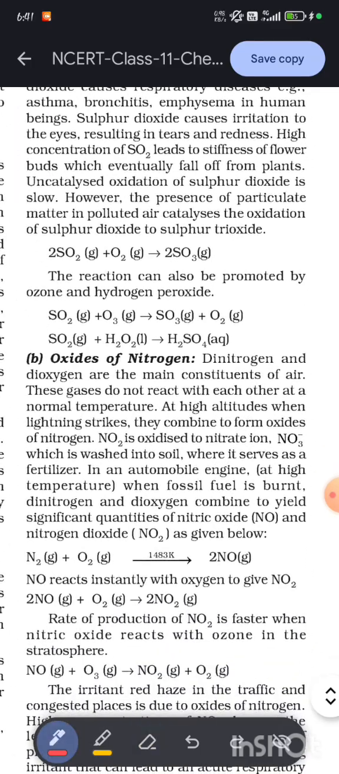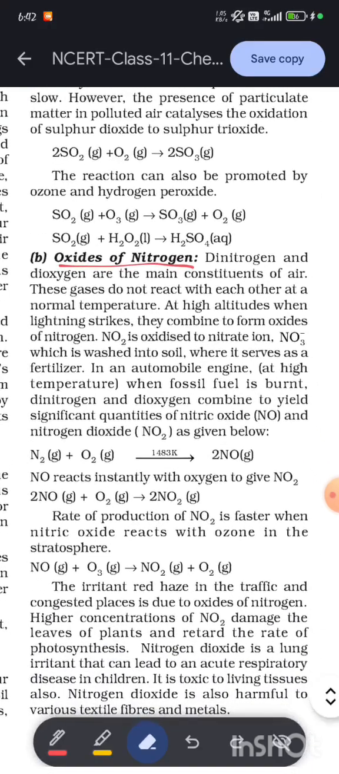B part, oxides of nitrogen. Dinitrogen and dioxygen are the main constituents of air. These gases do not react with each other at a normal temperature. At high altitudes, when lightning strikes, they combine to form oxides of nitrogen. NO2 is oxidized to nitrate ion, NO3 negative, which is washed into soil where it serves as a fertilizer.